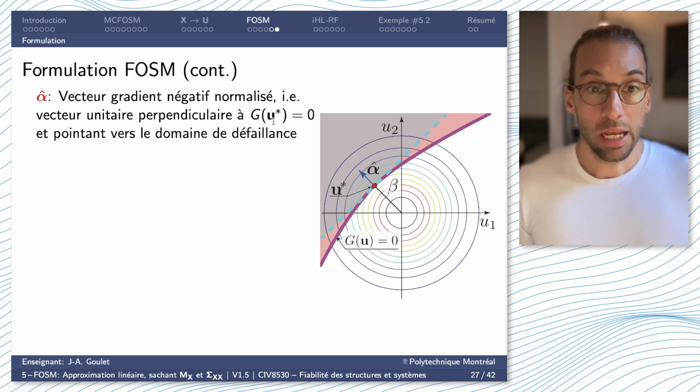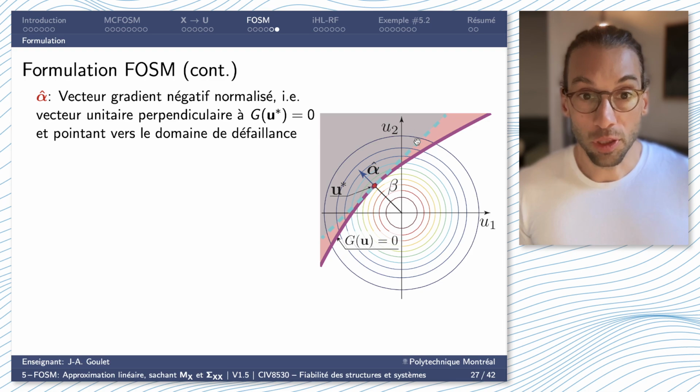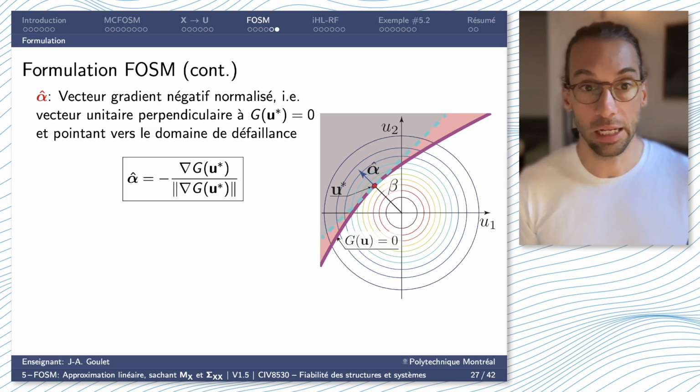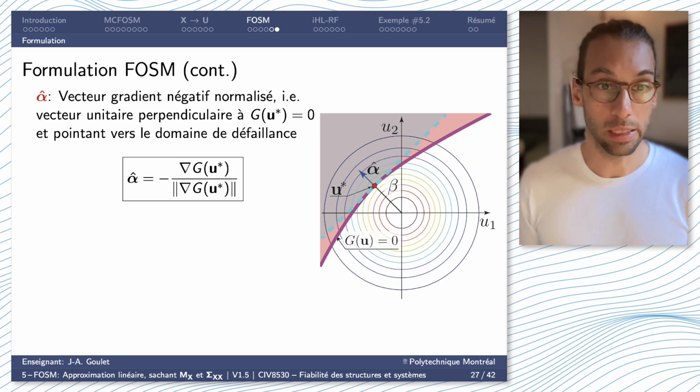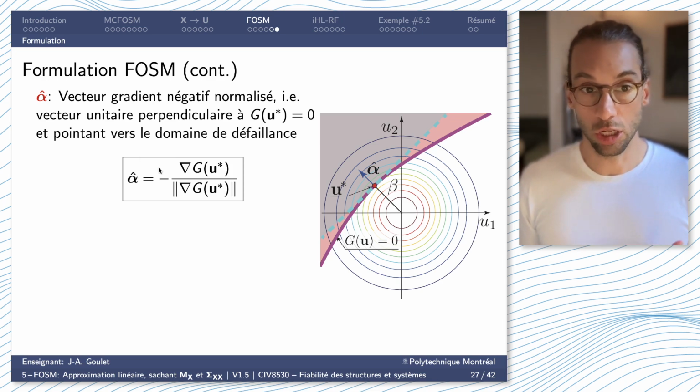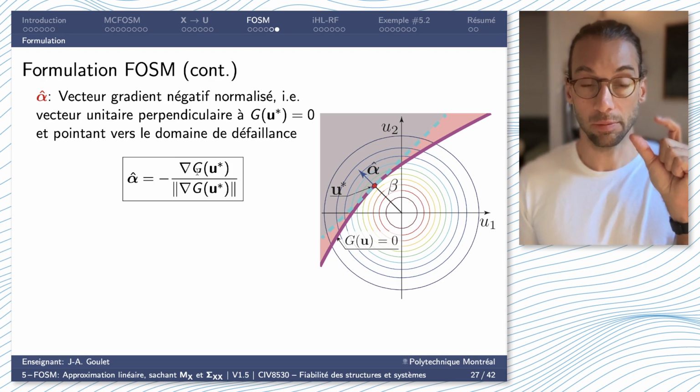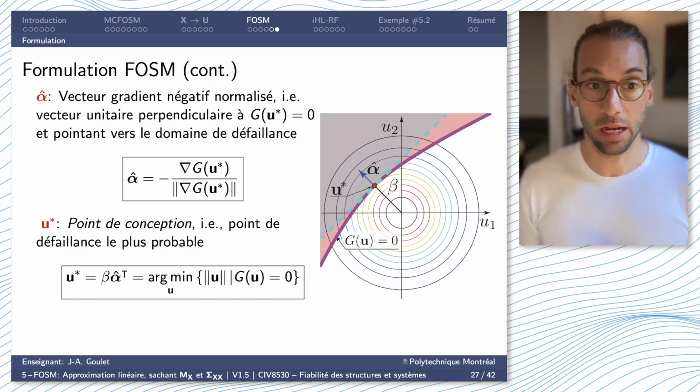And the particularity is that this is perpendicular to my limit state surface, which is in cyan here. And it's going to point, as I said, into the failure domain always. So the definition of alpha is the gradient vector evaluated at U star divided by the length of the gradient. So it's going to be a gradient of unit length, and it's going to be of negative sign.